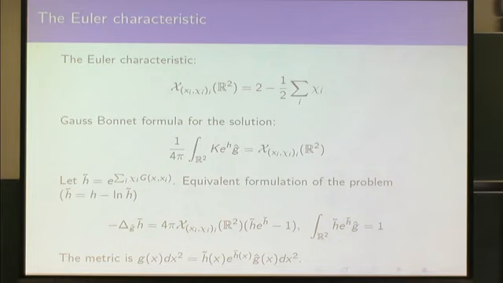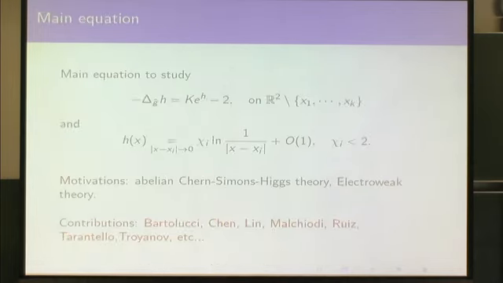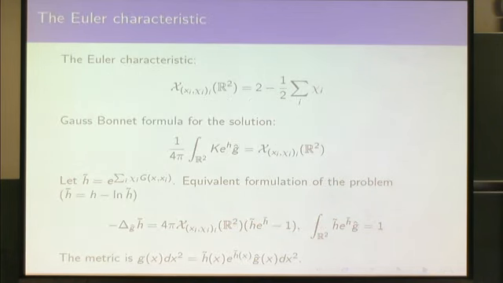An equivalent formulation of this is the following. You want to solve this curvature problem, where this is the Laplacian on the sphere. You write h as a part which has the logarithmic singularities plus a smooth part. If you do that, you take out the log singularities of what you're looking for, and you end up with trying to solve this equation up here.